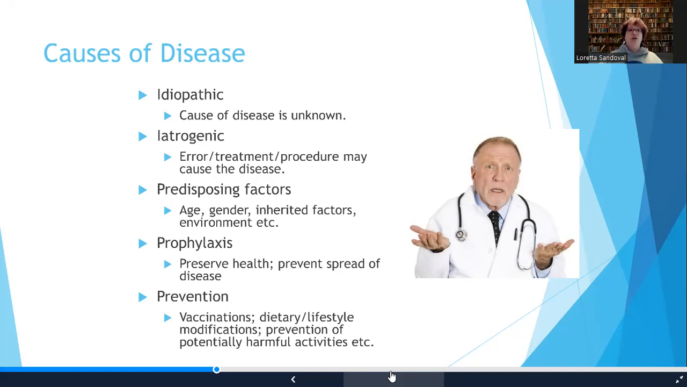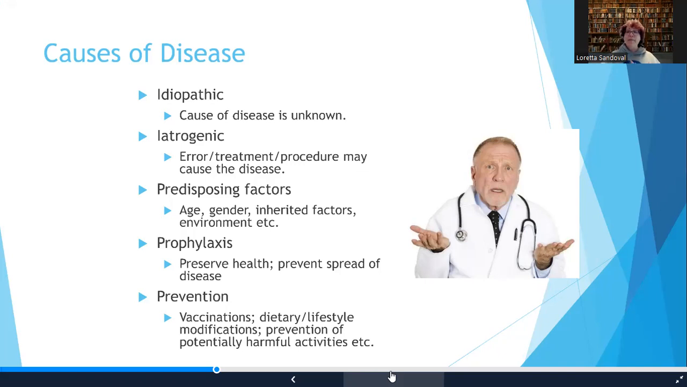Predisposing factors are things like your age, your gender, inherited factors, the environment that you're exposed to that predispose you to particular diseases. So there are particular diseases that you're more prone to, you're more predisposed to when you're older or when you're younger. If you're male or female, your genetic inheritance might predispose you to particular diseases. So all of those are predisposing factors. Or the fact that you work in a chemical factory, that could be a predisposing factor for later on kidney failure or something like that.